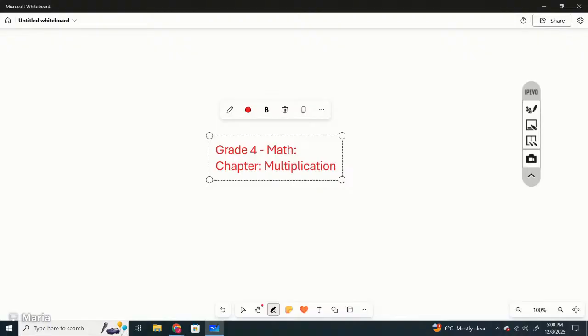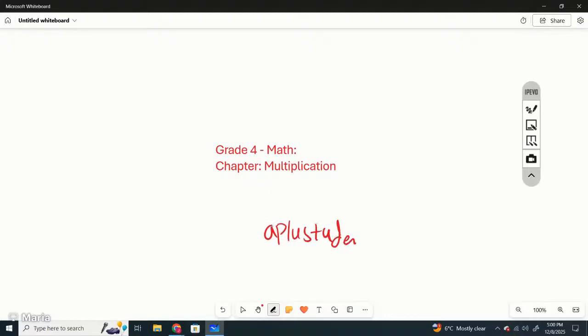We are here for grade 4 math. You can find all the lessons on aplusstudents.com. You have to log in there using your email address and password as provided by the administrator. Then you have to select math from the subject tab. Scroll down to grade 4 math and then click on view all lessons. There you can find the list of the chapters. We're going to start with the chapter multiplication.